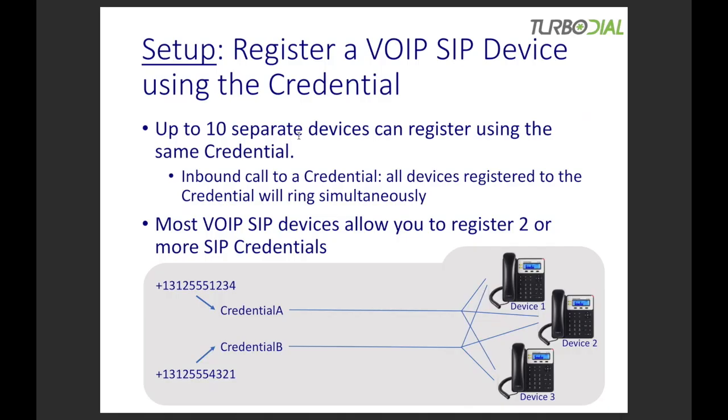Notice that up to 10 separate devices can register using the same credential. So if I had 10 phones sitting next to me, I could register each one of them using that video demo credential, but the limit is 10. Then if an inbound call comes into that credential, all of the devices registered to it will ring simultaneously. Most voice over IP SIP devices allow you to register 2 or more SIP credentials. This Grandstream phone I just demonstrated allows 2.